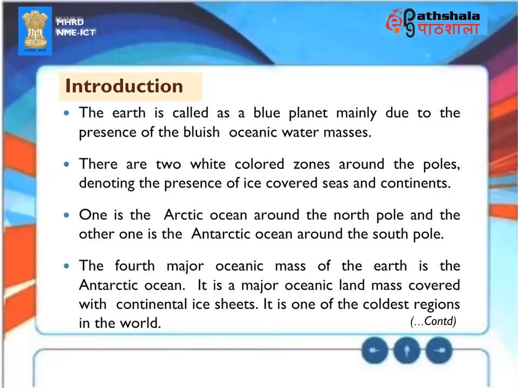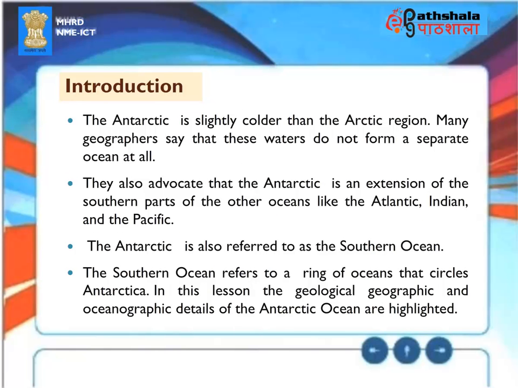It is a major oceanic landmass covered with continental ice sheets. It is one of the coldest regions in the world. The Antarctic is slightly colder than the Arctic region. Many geographers say that these waters do not form a separate ocean at all. They also advocate that the Antarctic is an extension of the southern parts of the other oceans like the Atlantic, Indian, and the Pacific. The Antarctic is also referred to as the Southern Ocean.